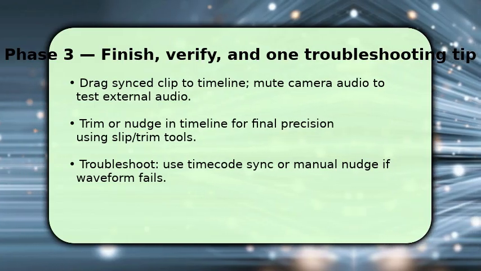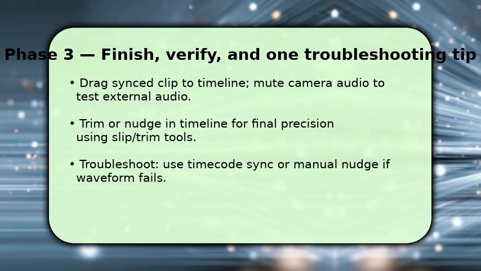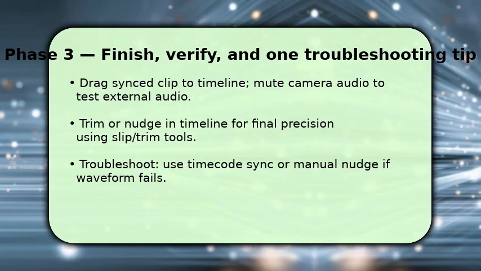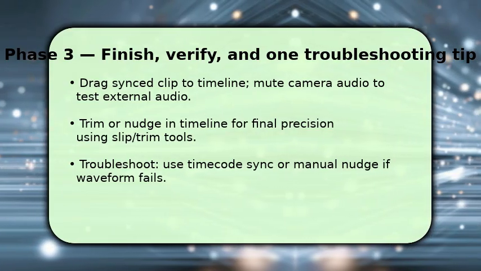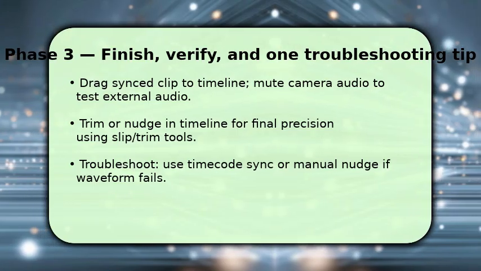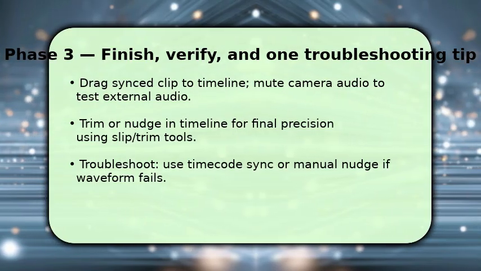If waveform alignment fails, for example, if noise or no transients exist, use timecode sync as an alternative or manually nudge. That single troubleshooting step usually resolves edge cases.